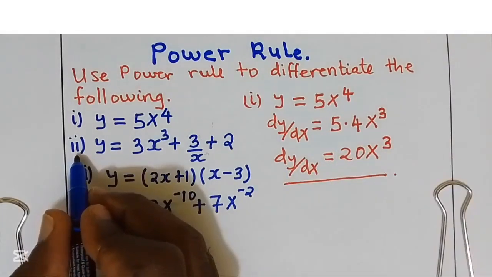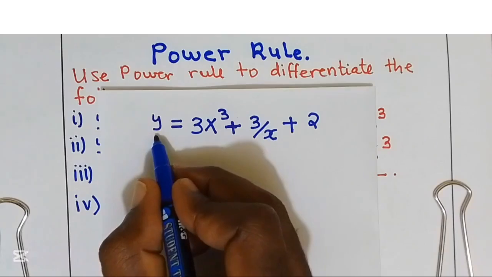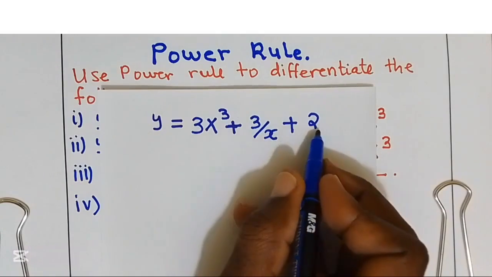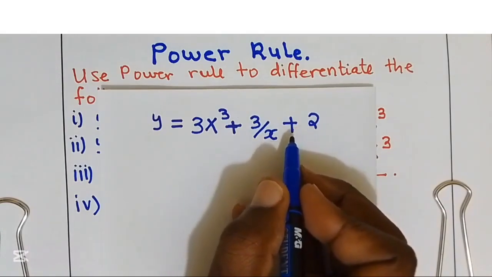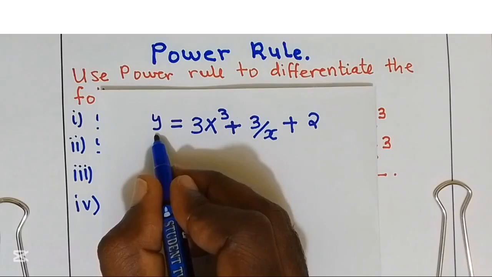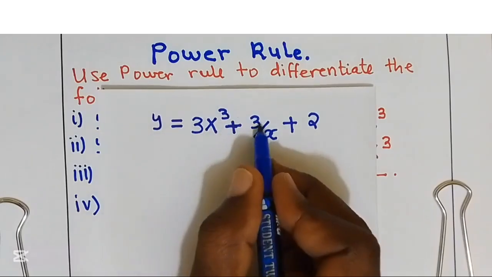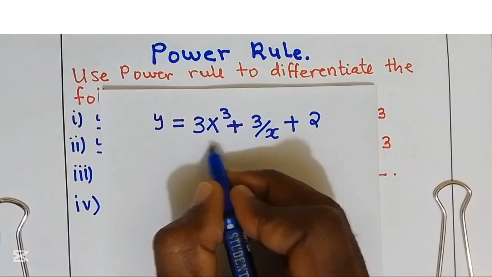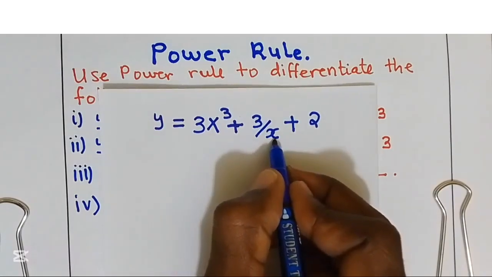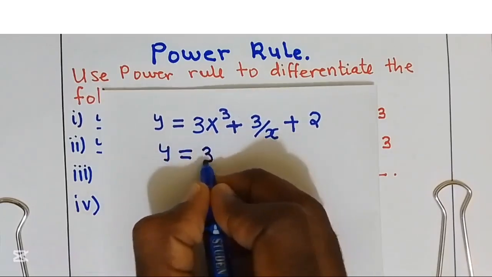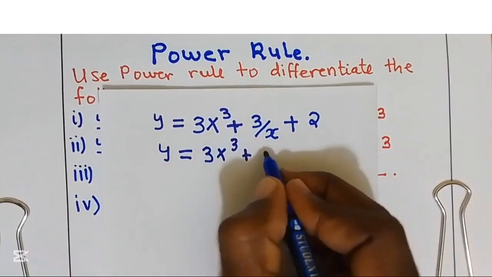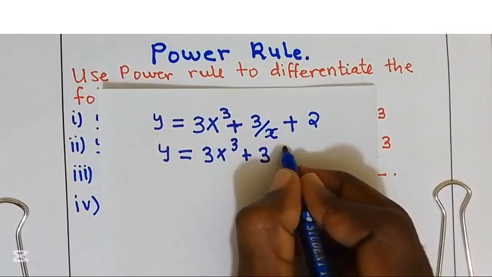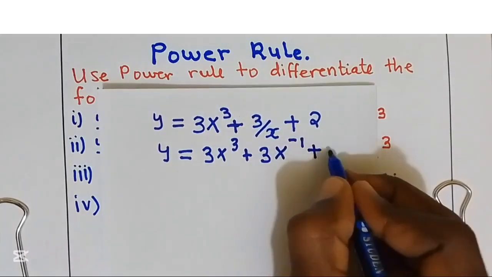Let us do question number 2. We have y is equal to 3x cubic plus 3 over x plus 2. Let us first put our polynomial in a proper way. We have x in the denominator, so I'm going to reciprocate it. y is equal to 3x cubic plus 3, and when I reciprocate x in the denominator, it is going to be x power minus 1, plus 2.